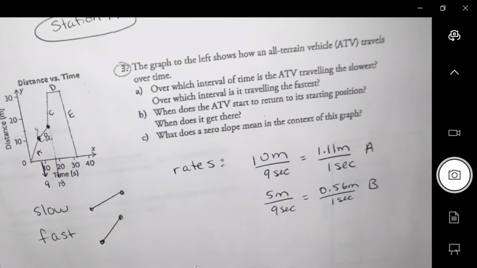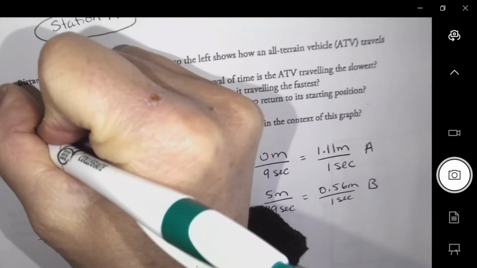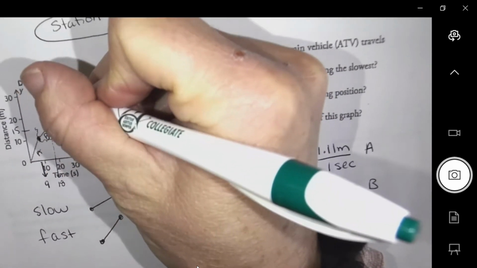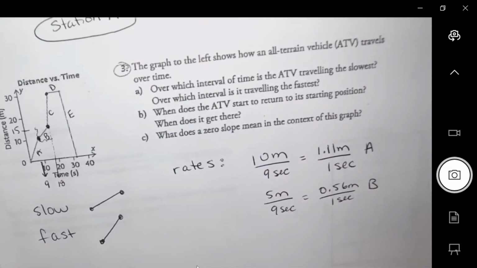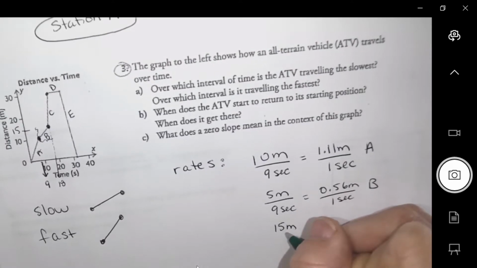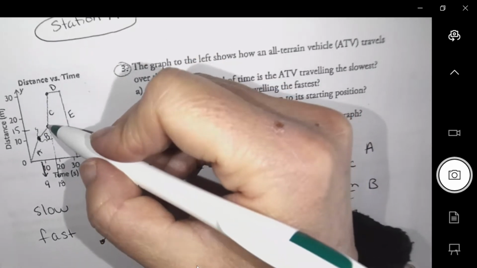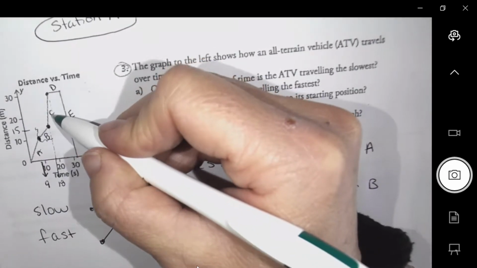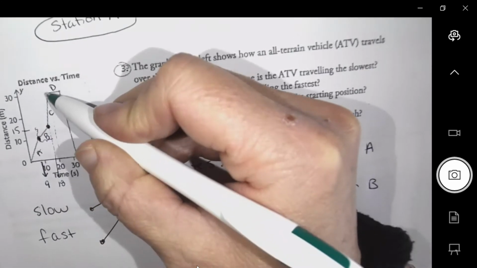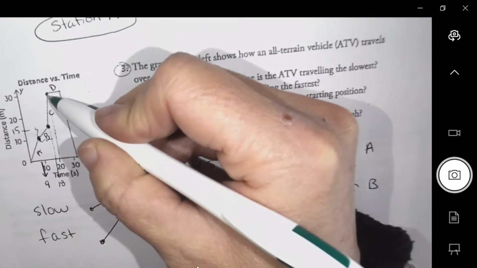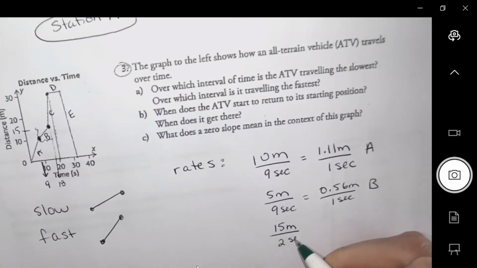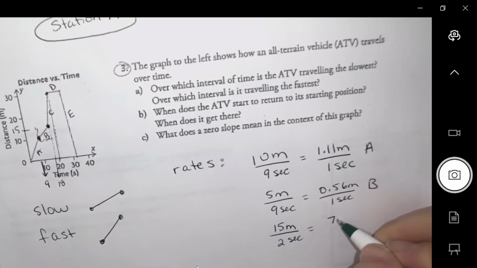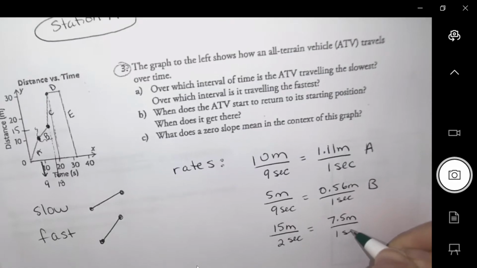Okay, section C, we said this was 15. So we went from 15 all the way up to, should we say 30? Yeah. So 15 to 30 means we've gone up 15 meters. And then we started this at 18 seconds to, is that right on top of the 20? I think so. Okay, so let's go with 2 seconds. So that would be 7.5 meters per second.